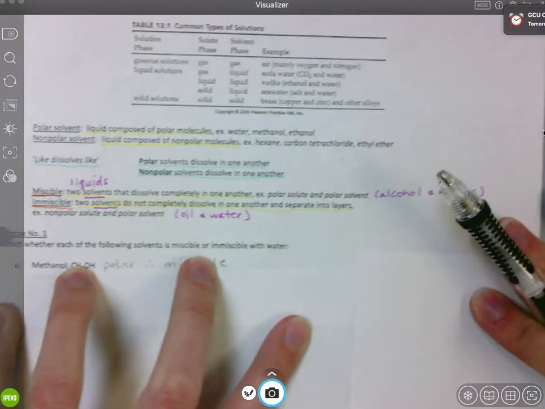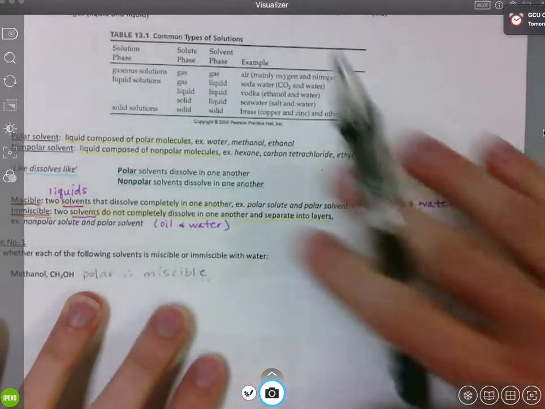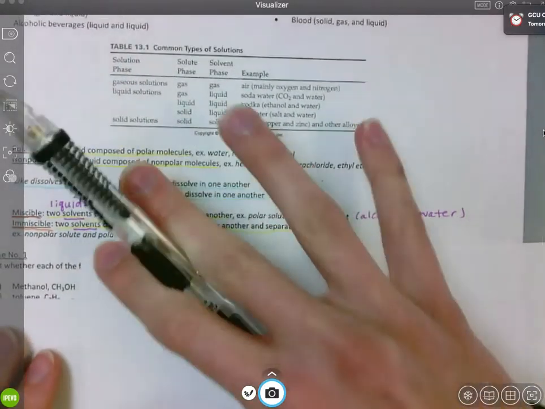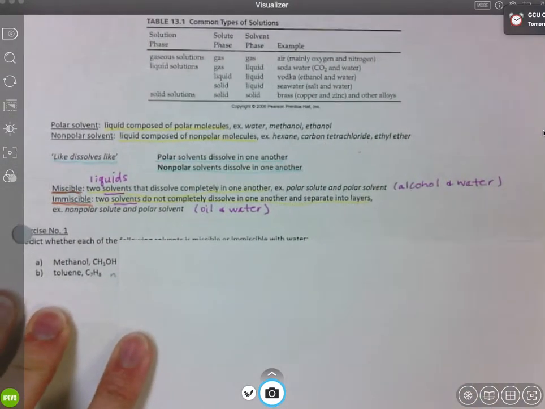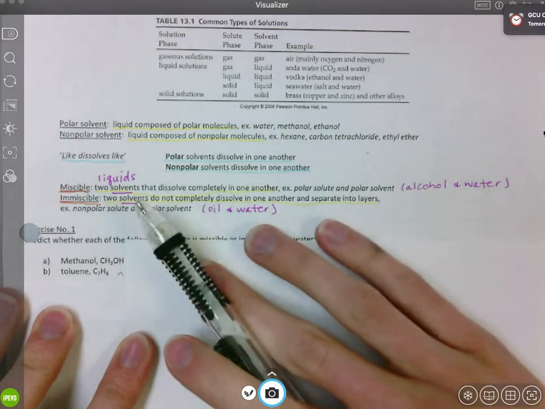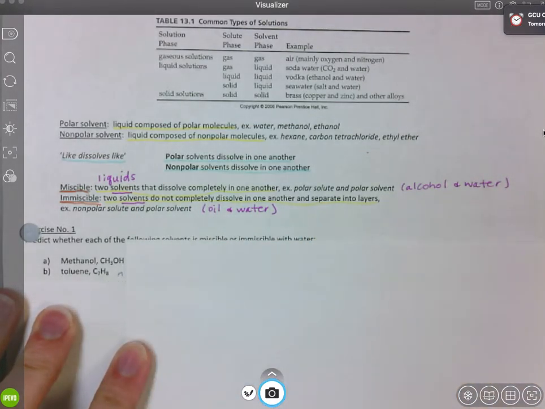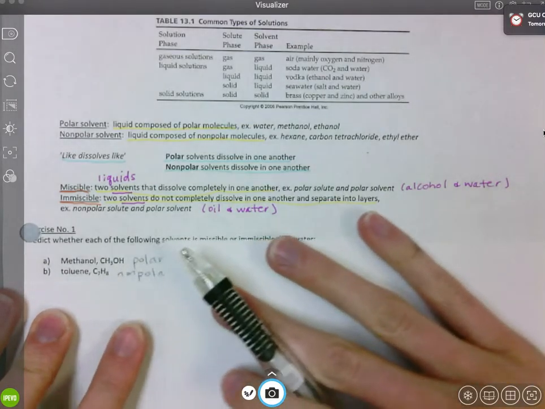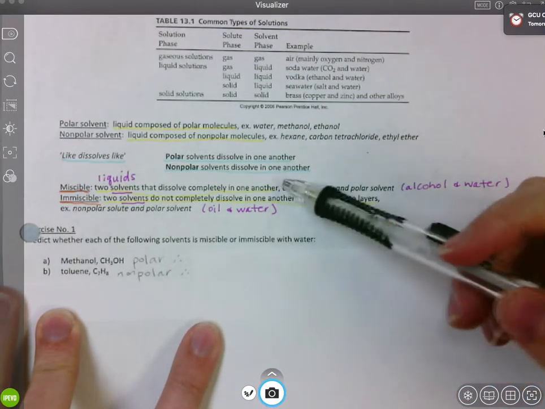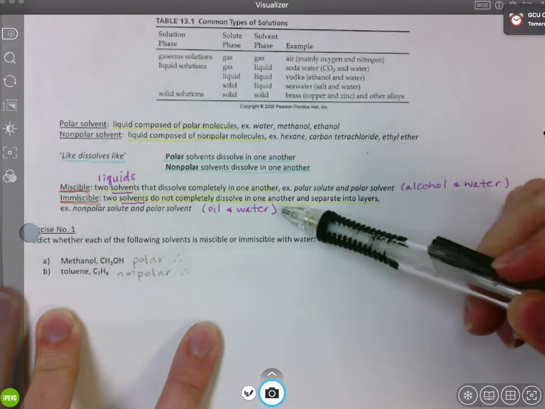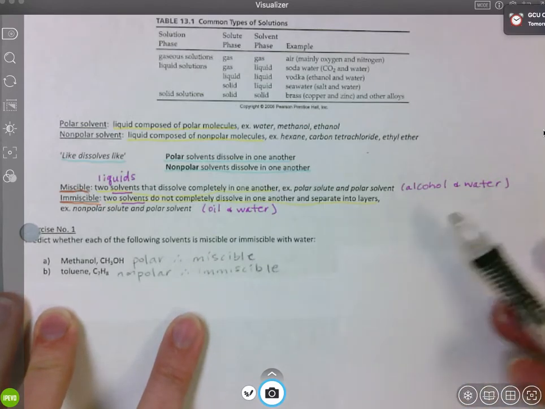Let's look at letter B. It's down below. Okay, so we got toluene, C7H8. We just have carbon and hydrogens in this molecule, which means the carbon-hydrogen bond is nonpolar. So this is a nonpolar molecule. Therefore, it is not going to mix with water. So if it is not like dissolves like, it's going to be immiscible. So nonpolar, therefore immiscible.